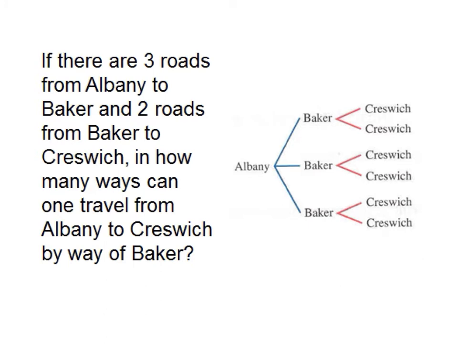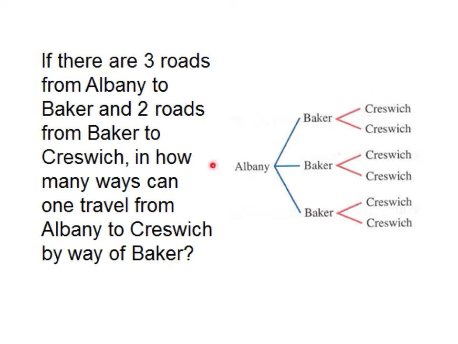This lesson is actually about counting theory. So we are going to start with the fundamental principle of counting. We're going to take a look at this example. We've got 3 roads from Albany to Baker and 2 roads from Baker to Crestwich. And we want to know how many ways you can travel from Albany to Crestwich by way of Baker.